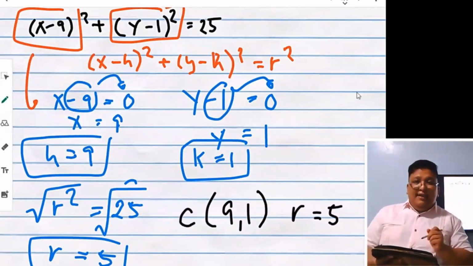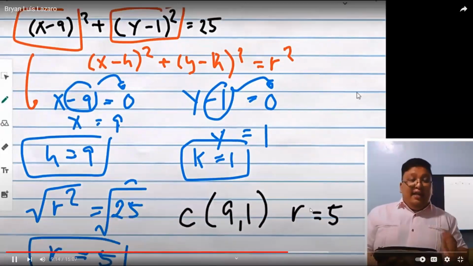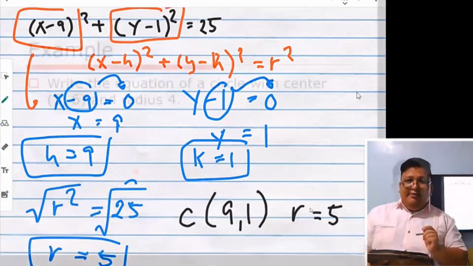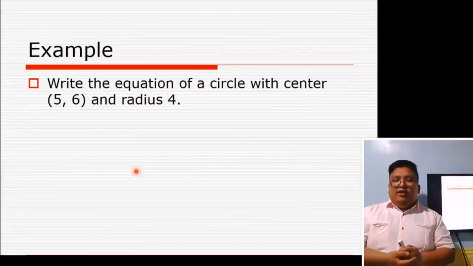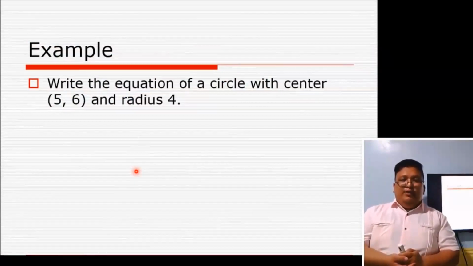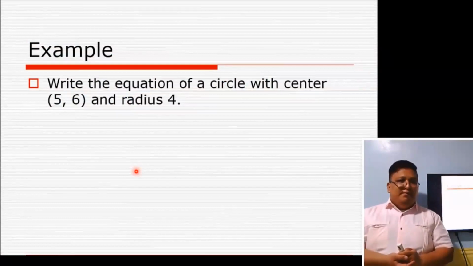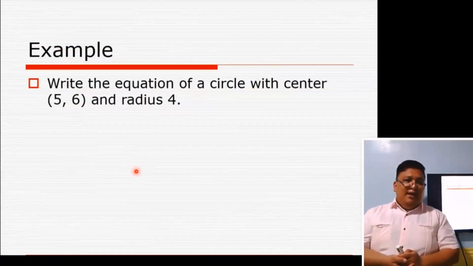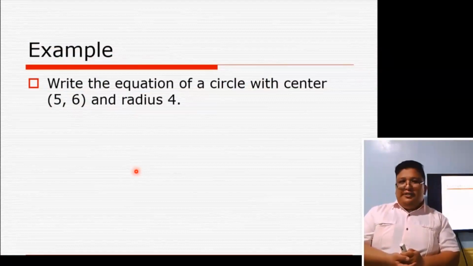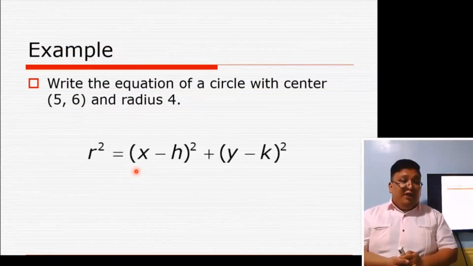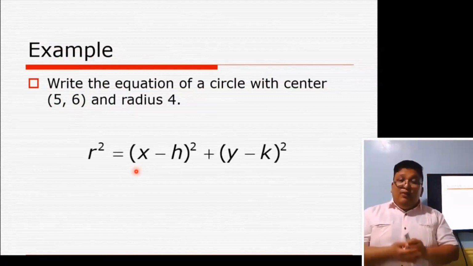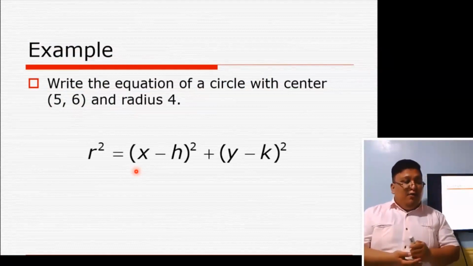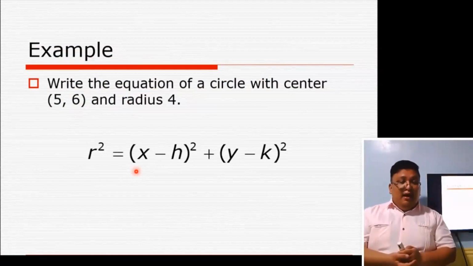Okay. Did you get it? Very good. Let's proceed to our second example. How about this problem? Write the equation of a circle with center (5, 6) and radius 4. What are we going to do first? Of course, we need to write the circle equation first. This will serve as our guide in the whole process.